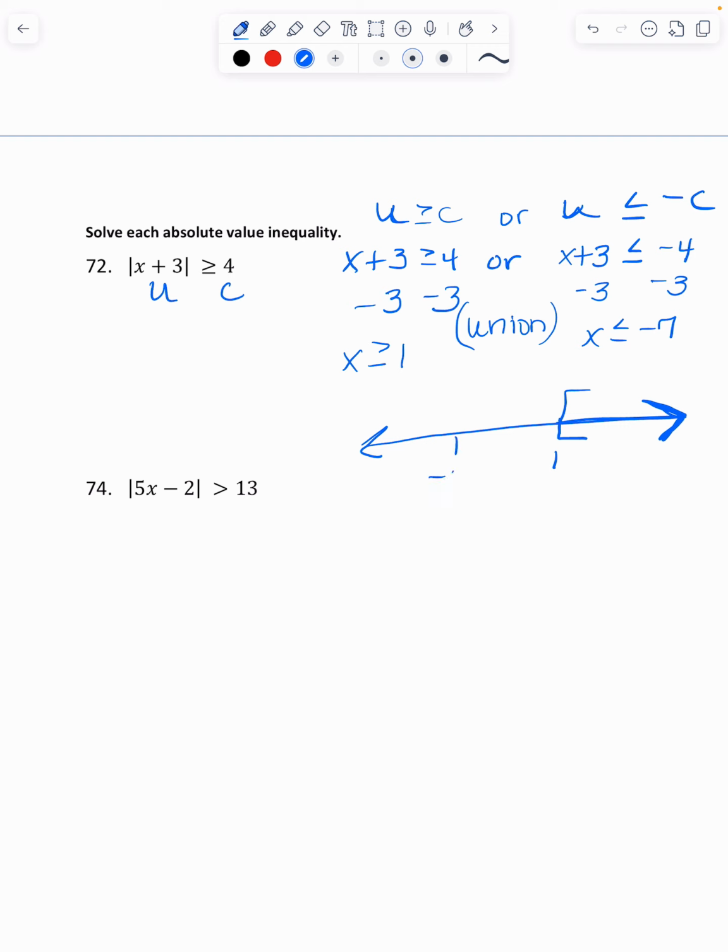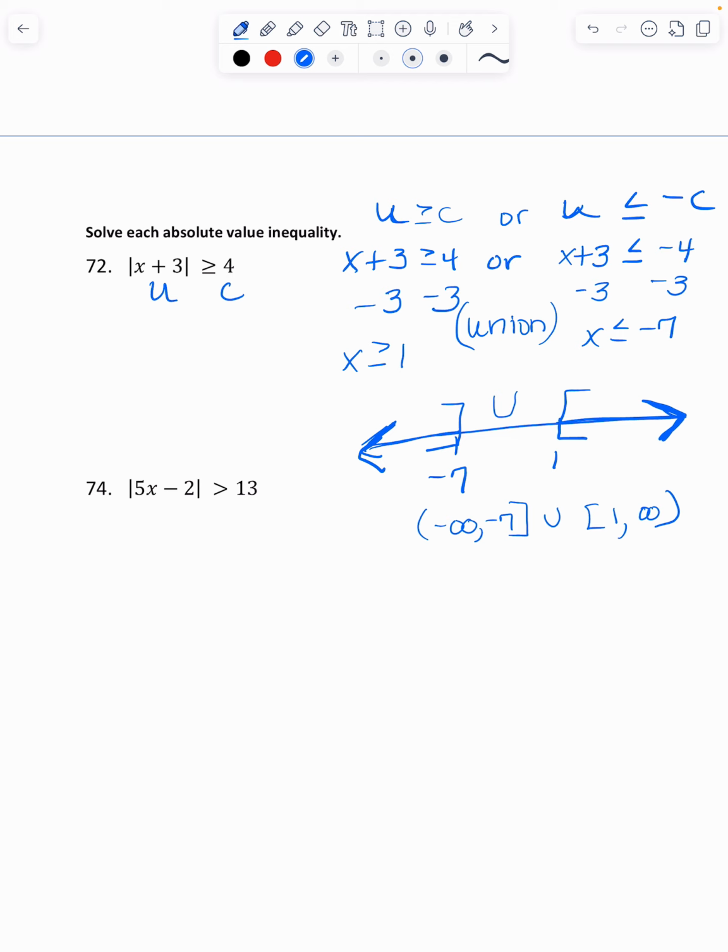X less than negative 7 would start at negative infinity. Did not mean to erase. And I would go up to negative 7 and put a parentheses. My answer is the union of those two sets. So reading it left to right, negative infinity to negative 7, union with 1 to positive infinity. That would be the answer to that absolute value inequality.